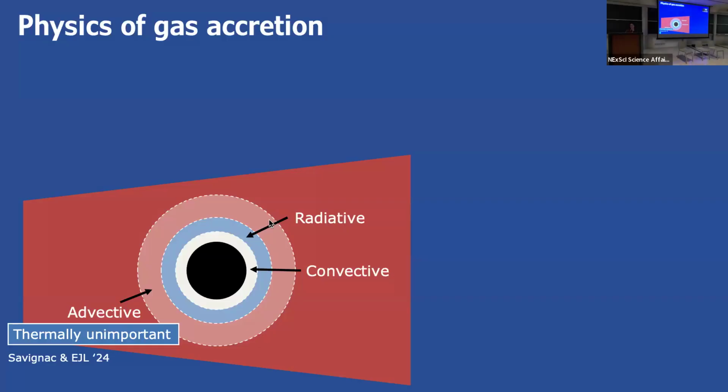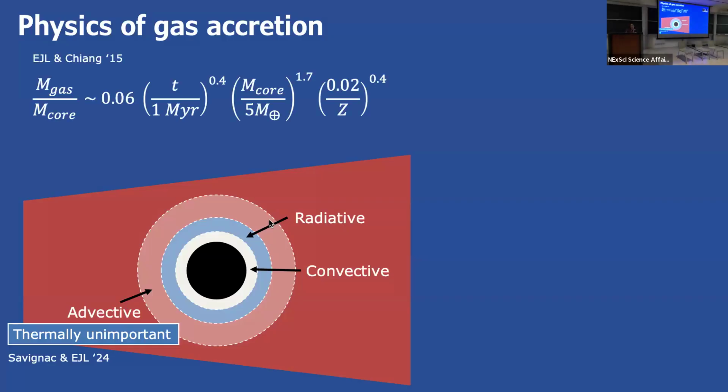So with that insight and knowledge, we can write down completely analytically, so pen and paper calculation, how the envelope mass grows with time and varies with the core mass and elemental abundances. And just FYI, we also ran full numerical computation, and they agree extremely well.